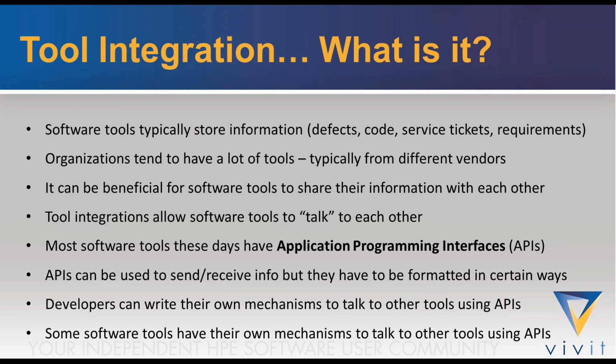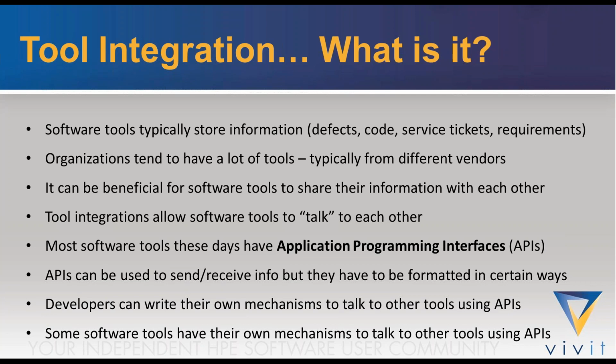That's their nature. And we see that organizations tend to accumulate a lot of tools, and those typically come from different vendors. It usually doesn't take too long before you realize that it can be really beneficial to have your software tools sharing that information with each other. Sometimes we do that as humans through email, but boy, wouldn't it be a lot easier if the software tools could themselves share their information? Wouldn't it be great if they could talk to each other?